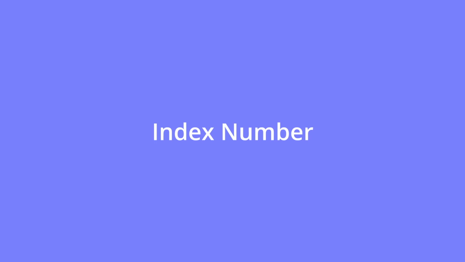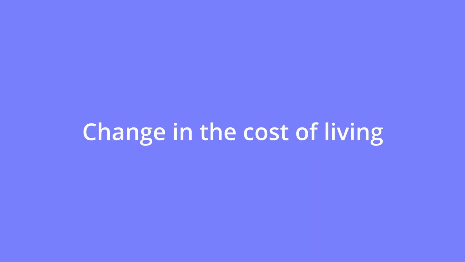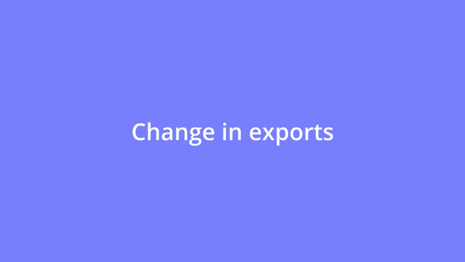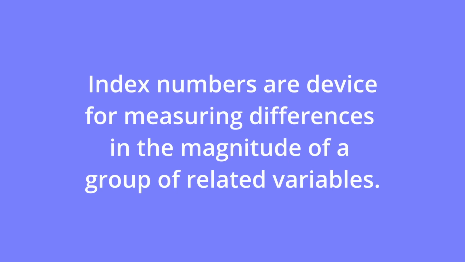The next chapter which we are going to do today is index number. Index number is a device to measure changes in economic variables over a period of time. For example, change in the cost of living, change in industrial expenses, change in agricultural production, change in exports, etc. Now let's have a quick look at the definition of index number. The famous definition was given by Croxton and Cowden, in which it was mentioned that index numbers are devices for measuring differences in the magnitude of a group of related variables.